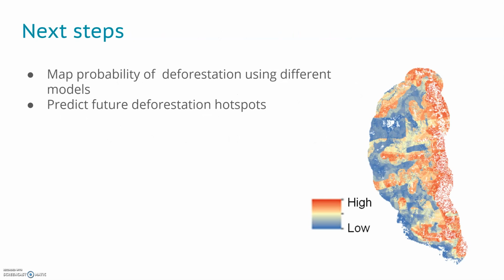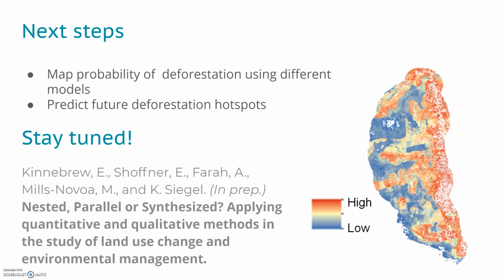Next steps, we want to model probability of forest loss using the different models and predict future deforestation hotspots, again, across all 4 models so we can compare how they differ in terms of their predictions and what they might tell managers they need to focus on in the future. We've also got this work coming out soon, hopefully after we submit it, looking at the way that quantitative and qualitative methods are synthesized across land use change literature.